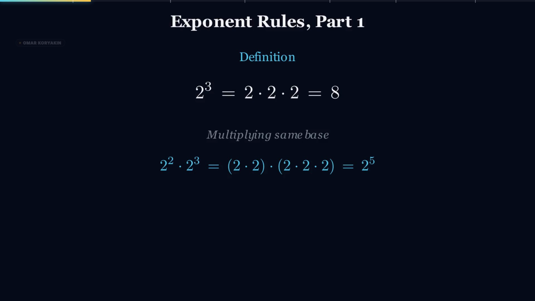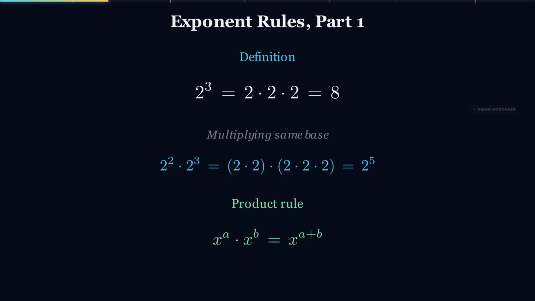Now look at what happens when we multiply two powers of the same base. 2 squared times 2 cubed expands to (2 times 2) multiplied by (2 times 2 times 2). That is 2 factors of 2 on the left grouped with 3 factors of 2 on the right, which gives a total of 5 factors of 2 when written all together. So the answer is 2 to the fifth power.